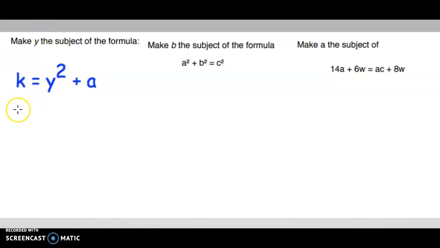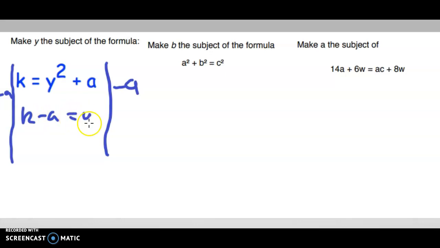So here we want y the subject of the formula. The same as before, you want to get just y to one side. So it's minus a, we've got k minus a equals y squared. Now I want you to think carefully. If something equals a square number, y could have been squared.